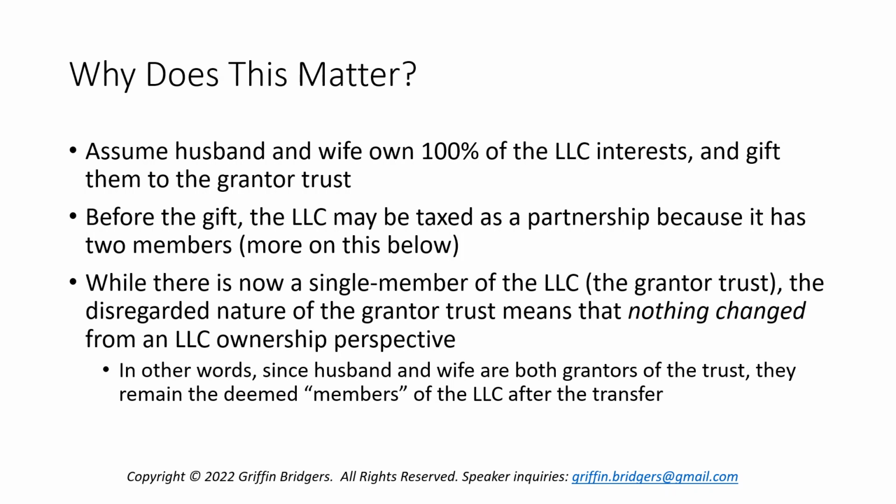You probably cannot get disregarded entity status unless there are some special circumstances or elections in the structure of the LLC. So in this case, while there's now, after the contribution by husband and wife, a single member of the LLC being the Grantor Trust, the disregarded nature of the Grantor Trust means that nothing changed from an LLC ownership perspective. In other words, since you can look through the Grantor Trust, that means that husband and wife are both members of the LLC before and after the transfer to the Grantor Trust.